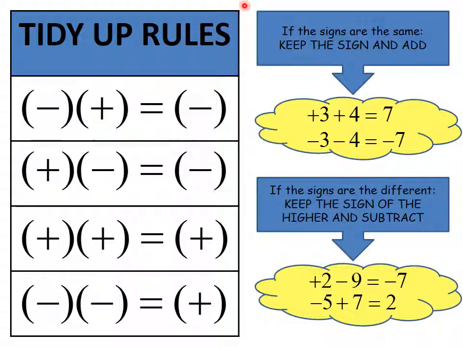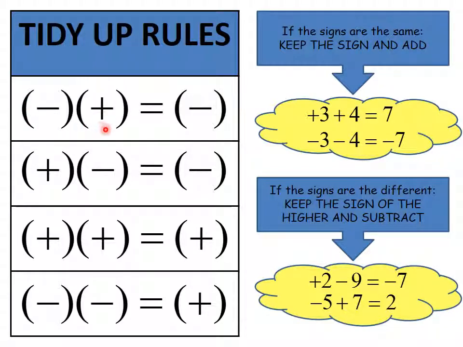Let's have a look at another method for adding and subtracting integers. It's a two-step process. The first part is called our tidy up rules. If we have two signs that are next to each other in the middle of our question, we need to use these tidy up rules.